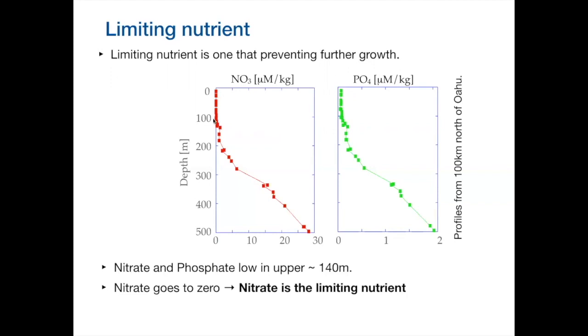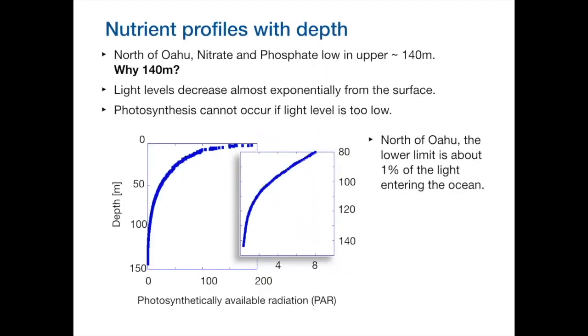You also notice that, around Hawaii, nitrogen goes to zero down to around 150, 140 meters. So why is that? Well, 140 meters is the extent of the light penetration, down to about 1% of the light entering the ocean. So photosynthesis has been shown to occur down to the level where there's 1% of the light left from what's hitting the top of the ocean.